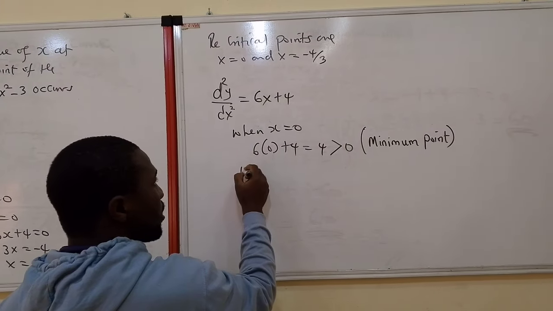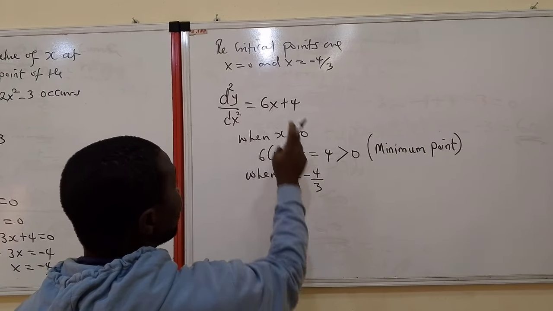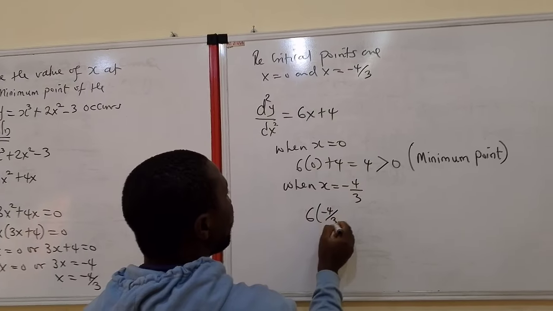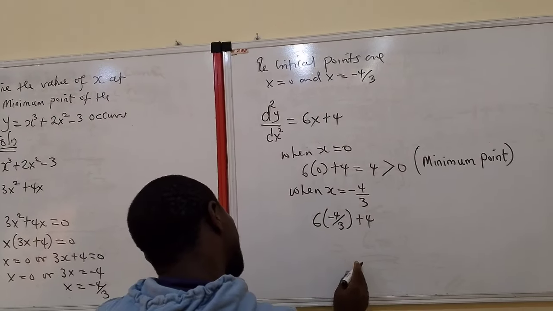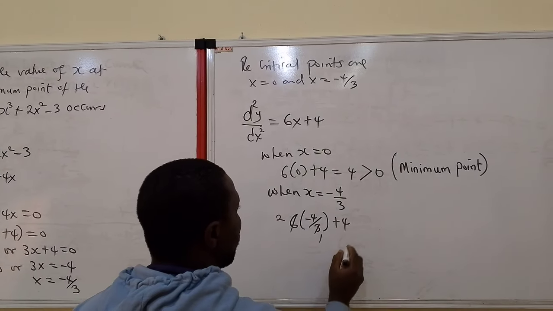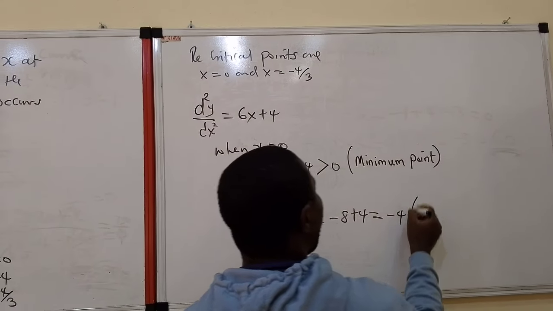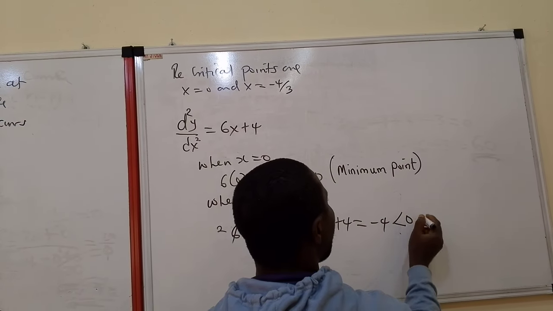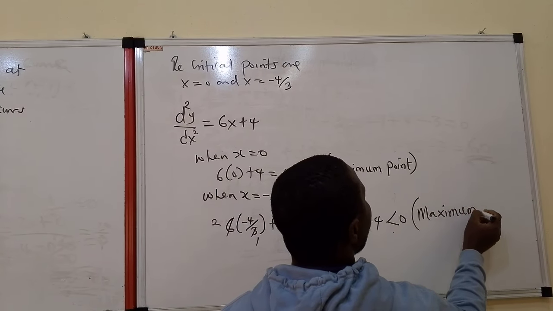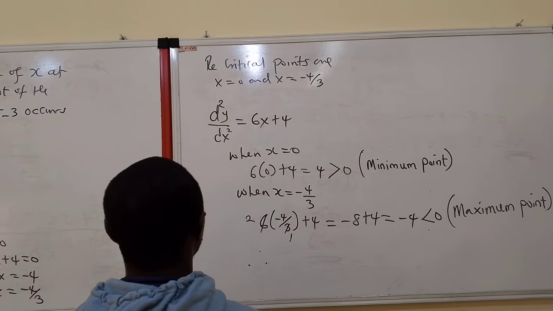Let's test it. When x equals minus 4 over 3, you substitute minus 4 over 3 into the function. You have 6 into minus 4 over 3 plus 4. That is 6, 3 in itself is 1, 3 in 6 is 2. I have 2 times minus 4, that will give me minus 8 plus 4, and minus 8 plus 4 is minus 4. Minus 4 is less than 0. Since minus 4 is less than 0, we call it a maximum point.